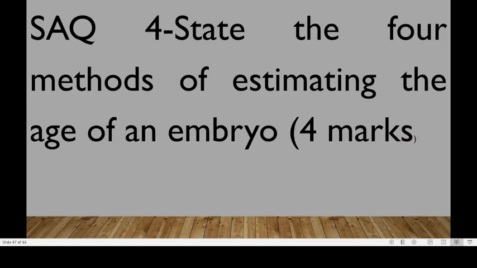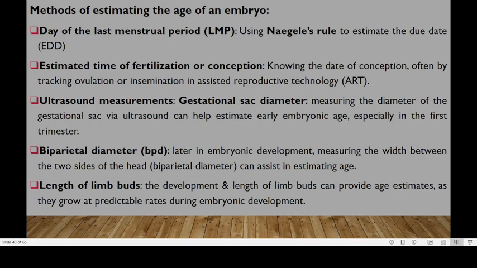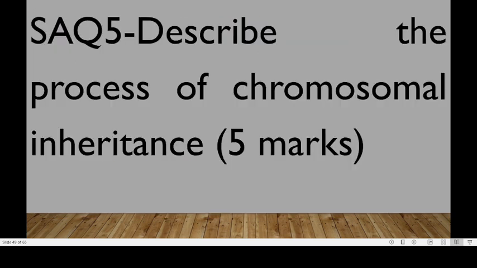State 4 methods of estimating the age of an embryo. We have several. You could use the day of the last menstrual period, the LMP. So you are using Naegele's rule to estimate the due date, that is the EDD. You could also use the estimated time of fertilization or conception, because knowing the date of conception can be very important in tracking the evolution in reproductive health. You could also do ultrasound measurements, measure the biparietal diameter, the length of limb buds, and so many others.